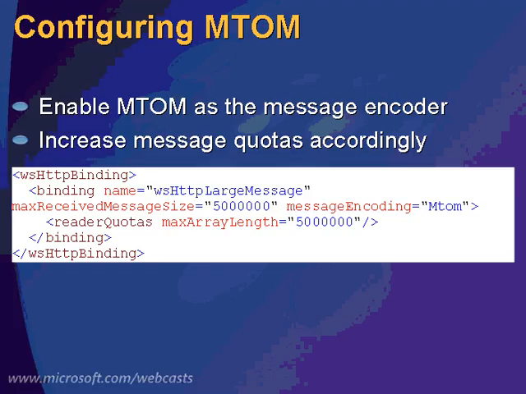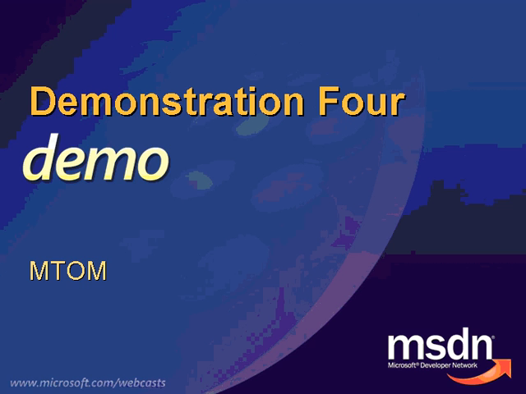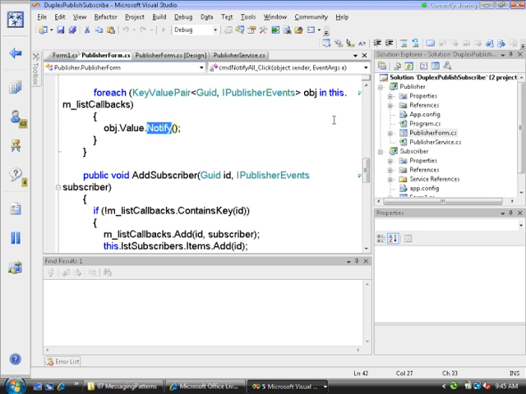Why? Because the reader quotas include a string length limit and also an array length, and of course a byte array is treated as an array. So we need to increase both of those in order to allow for, say, a large binary attachment to be uploaded. Now, the best way to explain MTOM, other than what I've just said, is really to show you. So let me go ahead and illustrate with an example what happens when we work with MTOM.